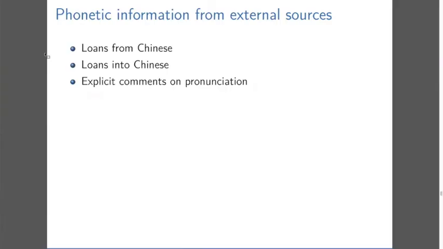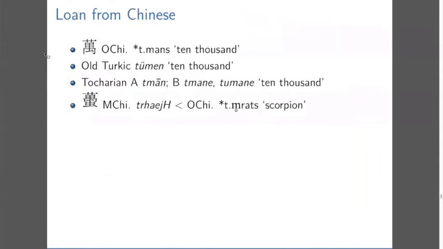So now just a few words about phonetic sources, external phonetic sources. We have loans from Chinese and other languages and loans into Chinese, and then some explicit philological comments about pronunciation. So, loans from Chinese into other languages. Chinese has this word for 10,000, which in Middle Chinese is something like man. And Baxter and Sagart in 2014 reconstructed, for reasons that I'm not going to go into, with an unspecified consonant prefix. But if you look at Old Turkic and Tocharian, which were in contact with Chinese at the right time, they both point to a T prefix.